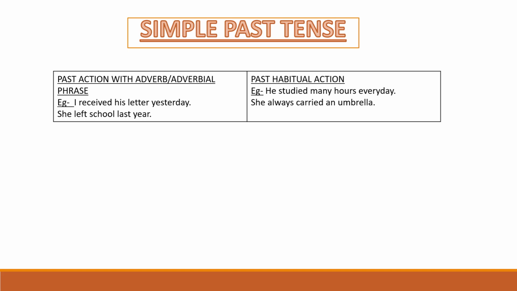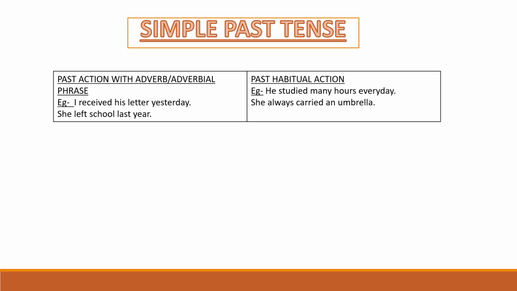Now, she left school last year. Now, here last year is adverbial phrase and it denotes past. Now, two examples are given. I received his letter. I subject, received past tense form of the verb, his letter object, and yesterday, as I've told you, it is adverb. Now, again, I'm discussing the second example. She left school last year. Now, she subject, left past tense form of verb, school object, last year adverbial phrase.